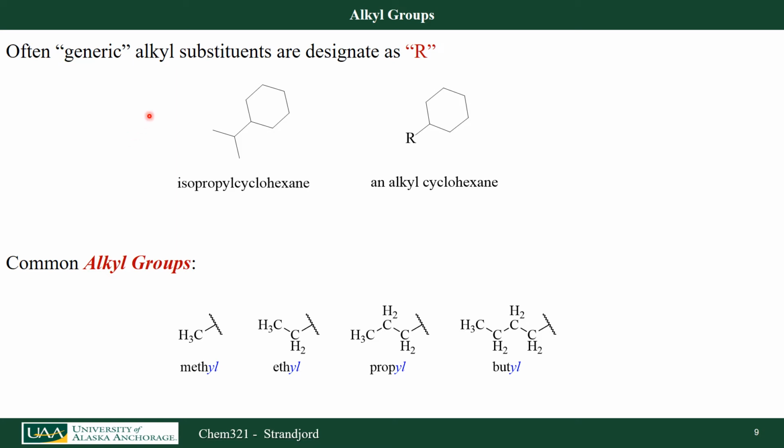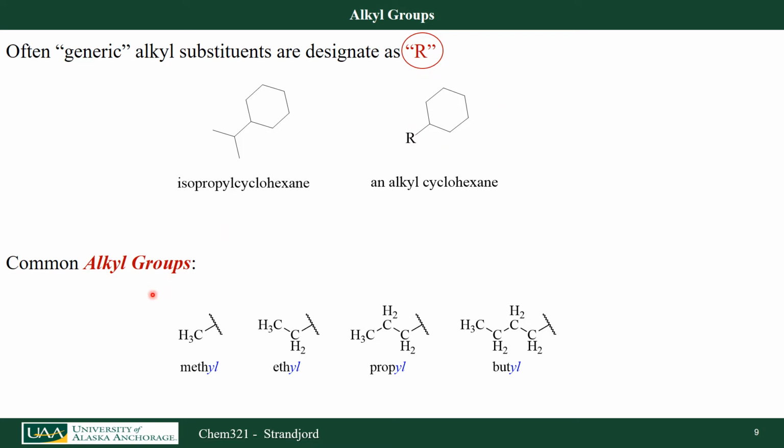Often we represent a generic substituent as an R group. For example, in this molecule here, this group down here is my substituent because my longest carbon chain is 6 carbons here. So this would be a cyclohexane, and a substituent would be an isopropyl group. Sometimes we represent that again as just an R. This R just means there's something else hanging off of my parent chain.